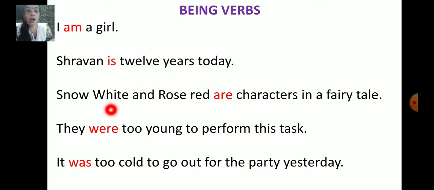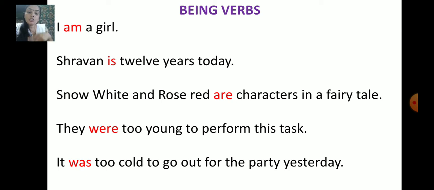Snow White and Rose Red are characters in a fairy tale. They were too young to perform this task. It was too cold to go out for the party yesterday. So the words here, am, is, are, were, was, are called being verbs.